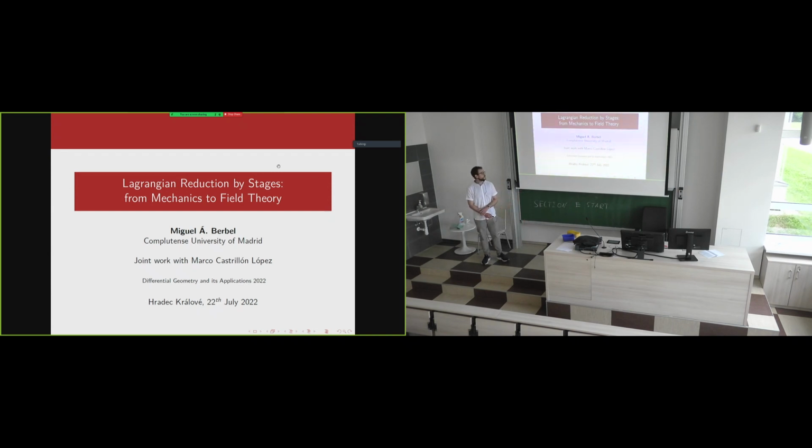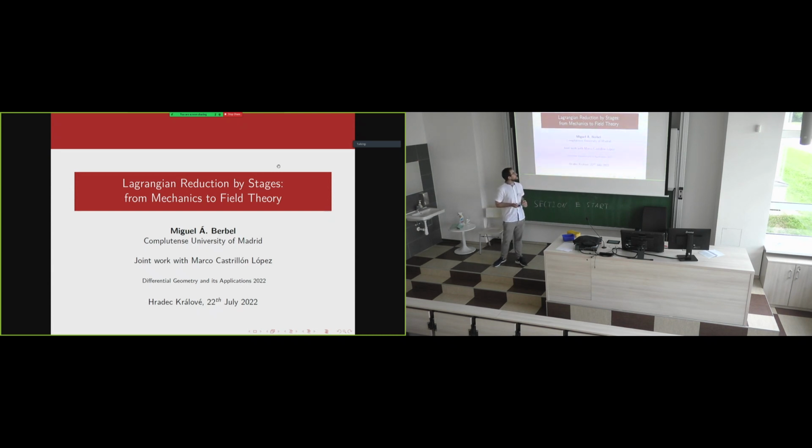So I'm going to be explaining reduction in the Lagrangian side. That means that I'm going to be using the symmetry of a system to obtain a simpler system. And reduction by stages means that in some instances we have symmetries that come from different nature, and then in that case we would like to first reduce by one group of symmetries and then by another one. So that iterative process of reduction is what we call reduction by stages.